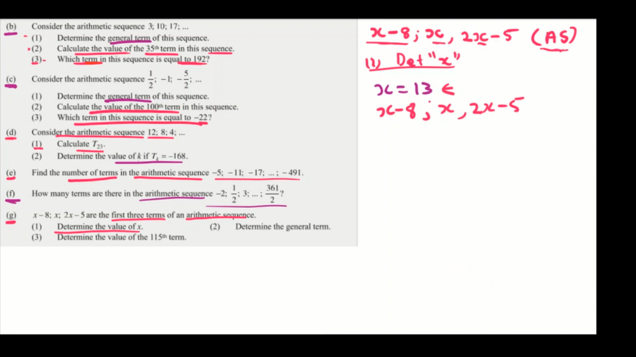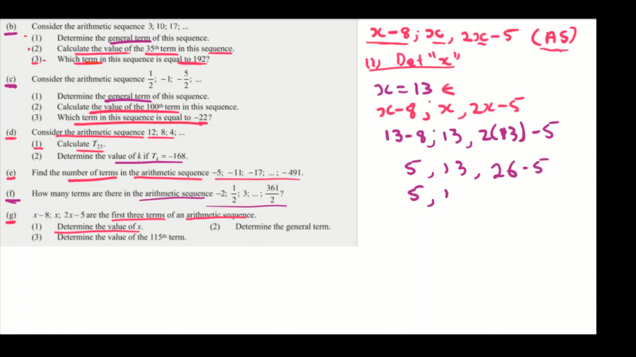So what you can do is substitute 13. Where there's x, you put 13. So it's 13 minus 8, 13, and 2 into 13, close bracket, minus 5, right? And then you just subtract everything here, so it's going to be 5, 13, and then here it's going to be 26 minus 5, right? So it's 5, 13, and 21.